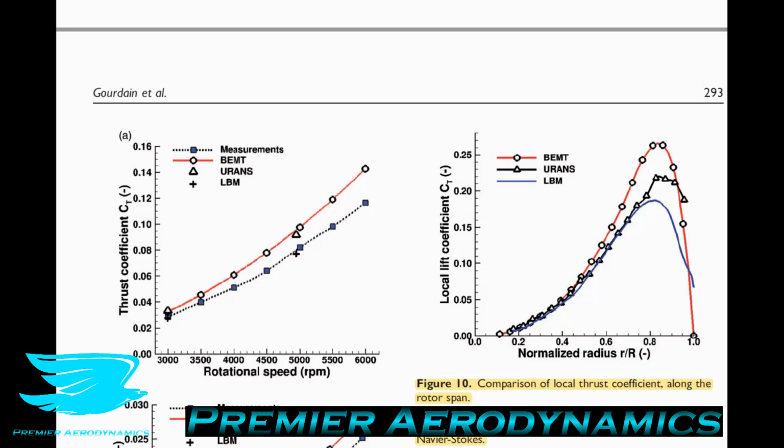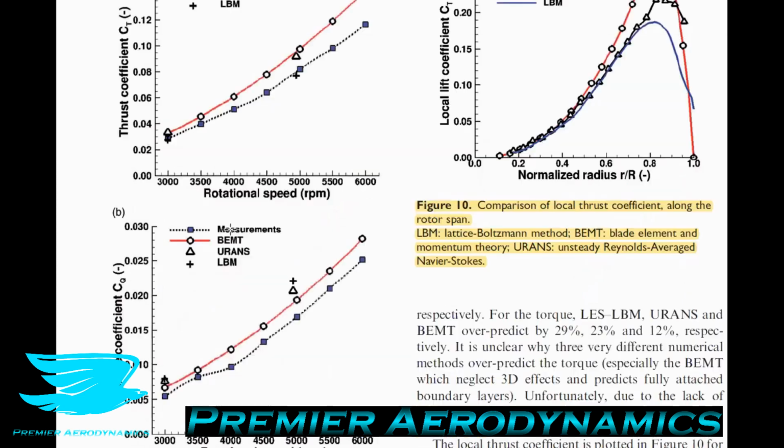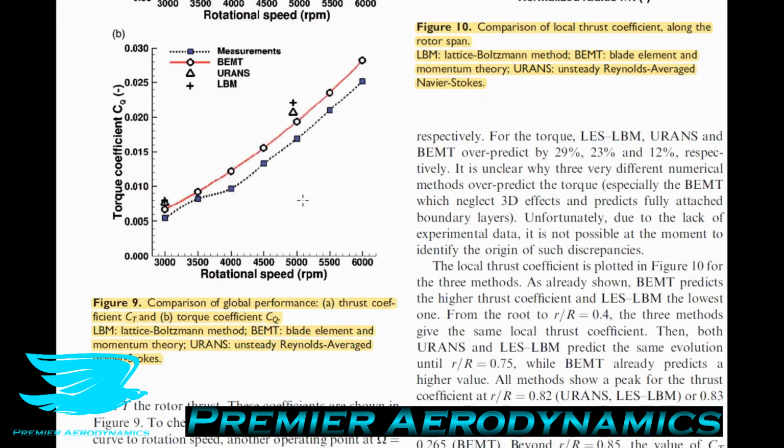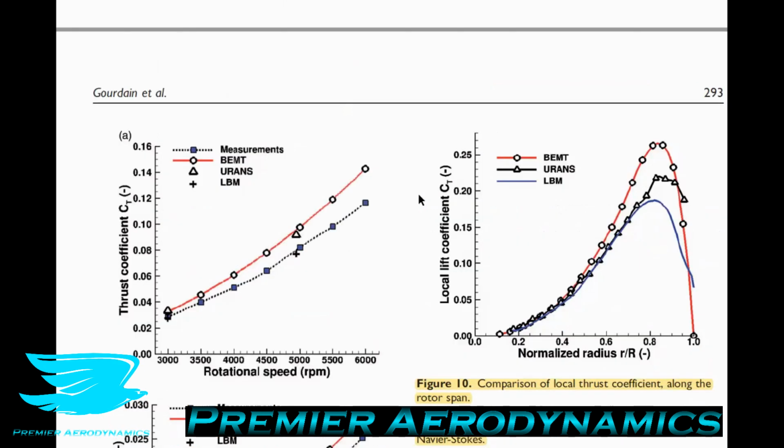When considering the torque coefficient, the order of the methods regarding the accuracy is inverted though. So the LBM, URANS, and BEMT overpredict the torque by 50%, 40%, and 21% respectively. That's horrendous. At 49,500 RPM, similar conclusions can be drawn. The thrust coefficient is underpredicted by 2.5% by the LBM method, but still overpredicted by the URANS and BEMT methods by 14 and 17% respectively.